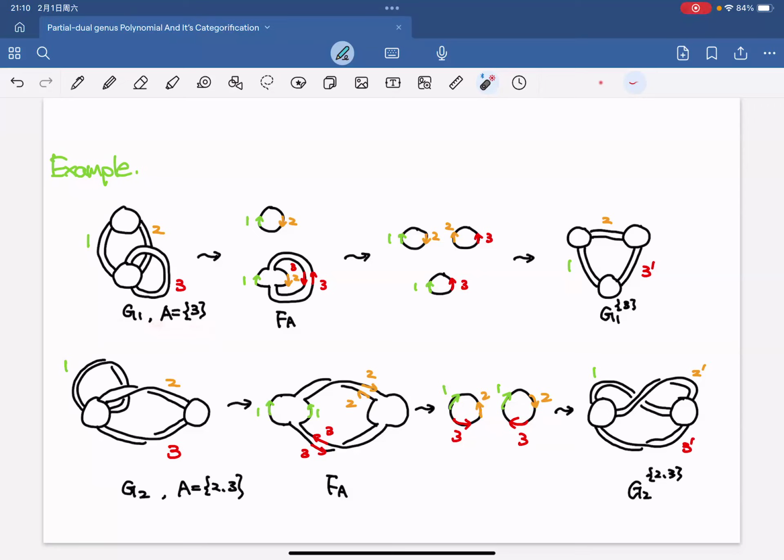And similarly, we can also consider the subset which contains 2 and 3. And again, we just remove the first one, and we recall all places where the edges are glued, and then we have two vertices, and we glue the edges back. We will have some new ribbon graph like this.